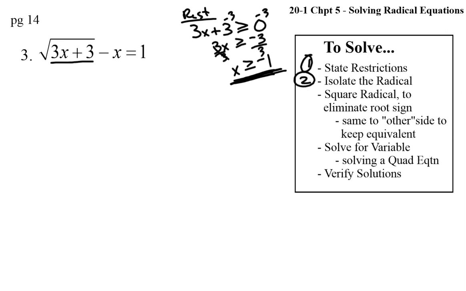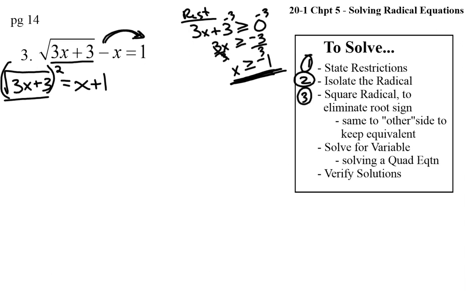Step 2, isolate the radical. X has to go to the other side. So we have root 3x plus 3 equal to, if I move the x over, it becomes a positive x plus the 1 that's already there. There we go. Radical's isolated. Square the radical to eliminate the root sign. So I just get to square this whole thing. If I'm going to square this whole thing, a radical times itself is just the radicand. So we've eliminated it. But I have to make sure I square the other side to balance it. Be careful here.